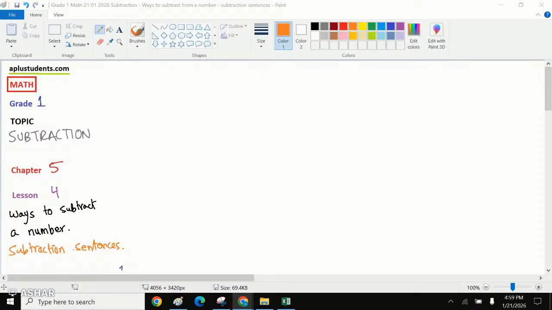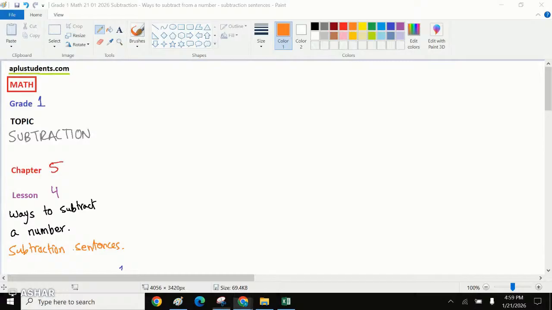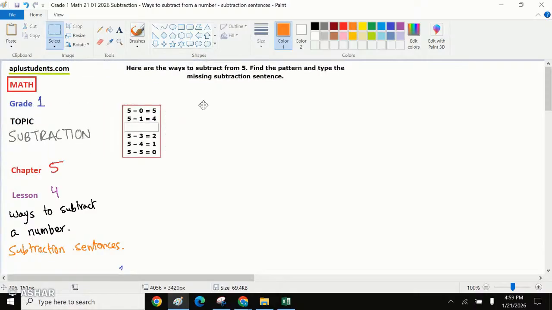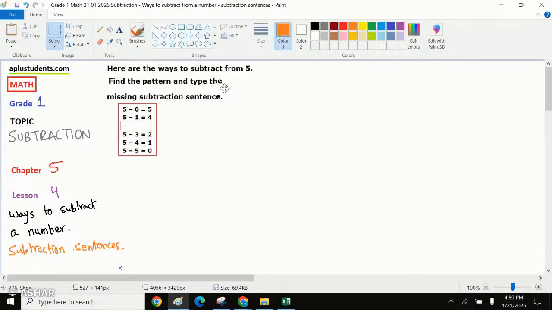Okay, so the first question we have says, here are the ways to subtract 5. I'll just copy the question that is given to us. Let's realign this. Okay. So the question we have is saying, here are the ways to subtract 5. We are doing a subtraction of 5. Find the pattern and type the missing numbers or subtraction sentences, right?